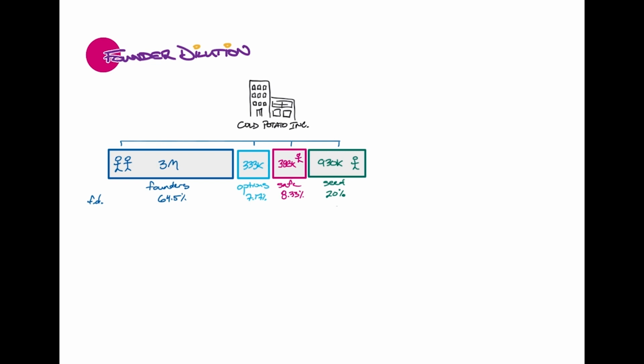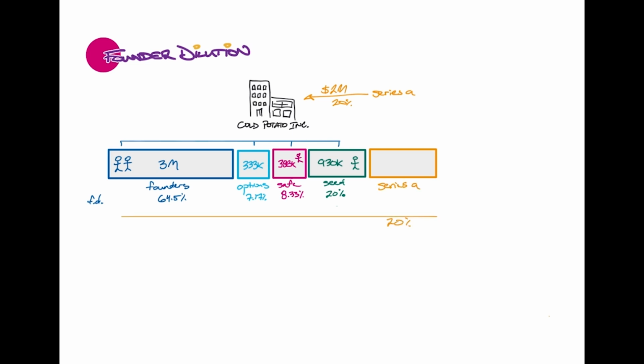So back to our Cold Potato example from video 2. We'll start from where we left off last time, after Cold Potato had just completed a $600,000 seed round at a $3 million post-money valuation. So Cold Potato continues to develop its business, and eventually it decides it's time to do a Series A round. Like the seed round, this will be a preferred share financing, and the Series A investors will put up $2 million for a 20% post-closing stake.